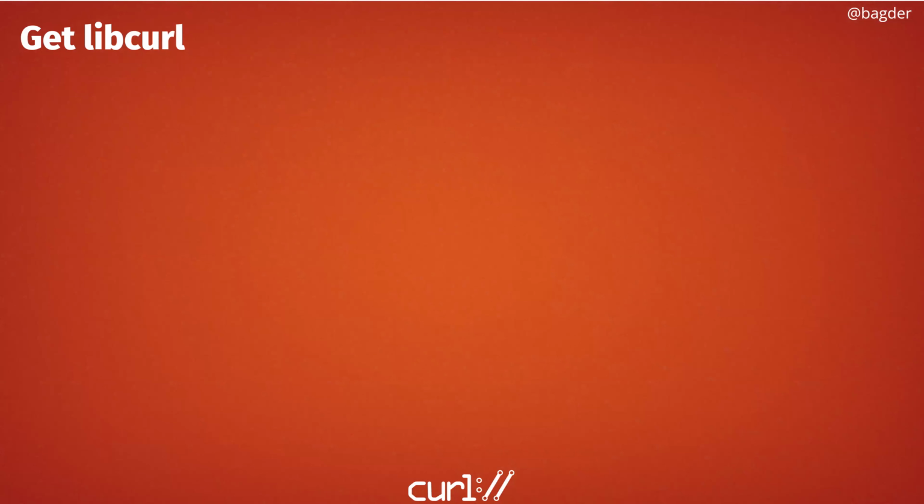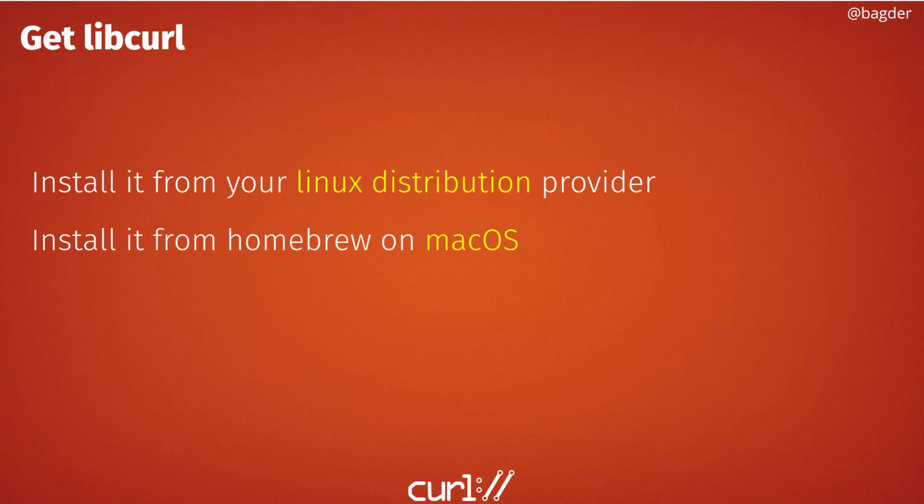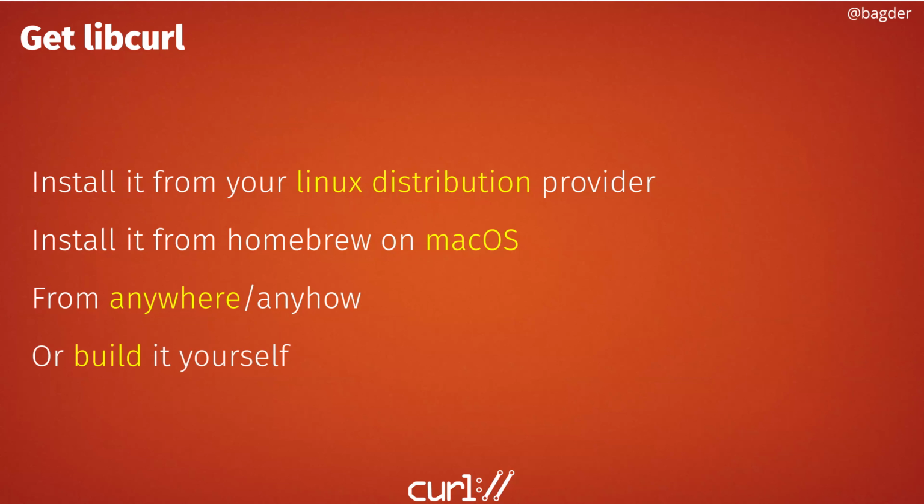So, start with things. Of course, when you want to do something with libcurl, you need to get it first. If you're using Linux, there's going to be a libcurl package in your Linux distribution. And if you're using macOS, you can install it with Homebrew or MacPorts or whatever. And there are plenty of different ways and mechanisms that you can get it installed. And it's also actually a fairly easy thing to build it yourself from source code and use that.